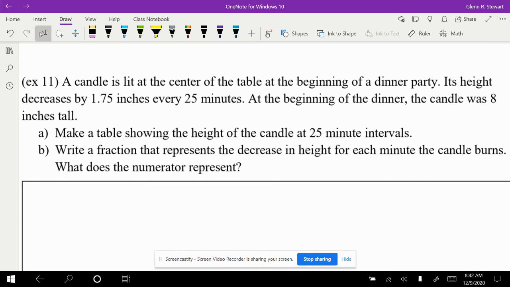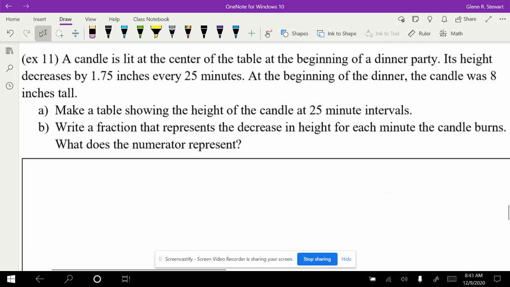Last example for today is a candle is lit in the center of a table at the beginning of a dinner party. Its height decreases by 1.75 inches every 25 minutes. At the beginning of the dinner, the candle was 8 inches tall. Part A, make a table showing the height of the candle at 25-minute intervals. Part B, write a fraction that represents the decrease in height for each minute the candle burns. What does the numerator represent? Before you try this, I'm going to ask you, please pause this video and try it on your own.